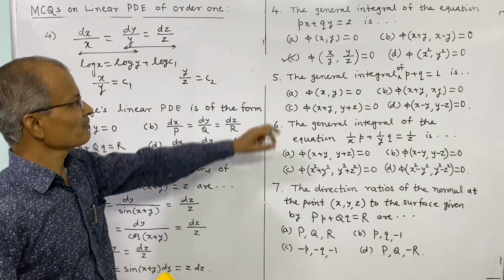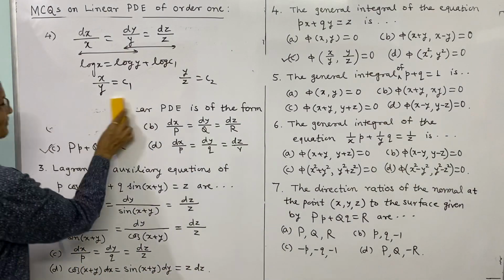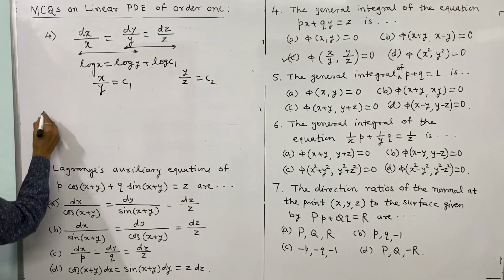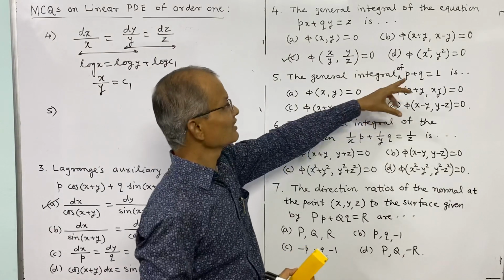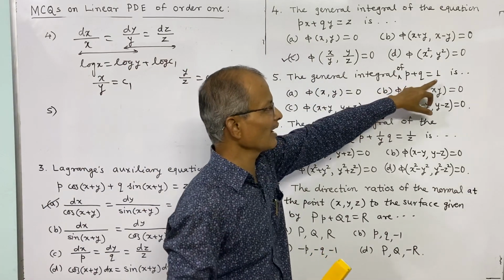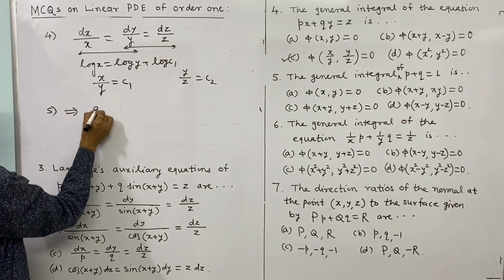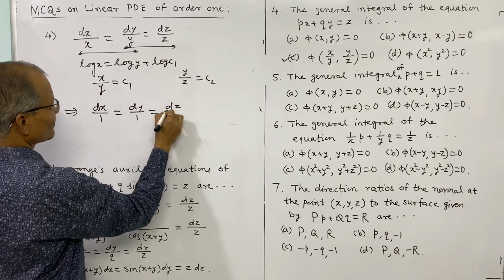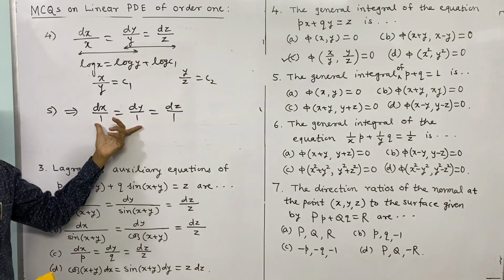The next one is the general integral of p plus q is equal to 1. Now see the fifth one. The general integral of p plus q is equal to 1 is. So similar to this, here capital P is 1, capital Q is 1, and capital R is also 1. And the auxiliary equation will be dx upon 1 is equal to dy upon 1 is equal to dz upon 1. Each is 1. And now the grouping method works here.